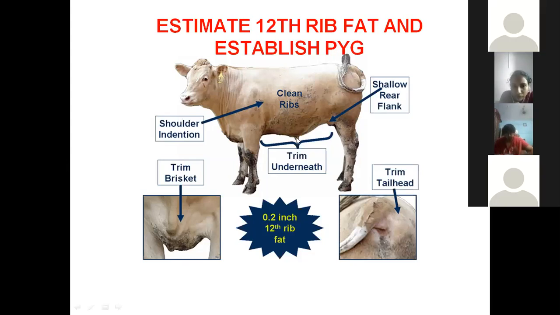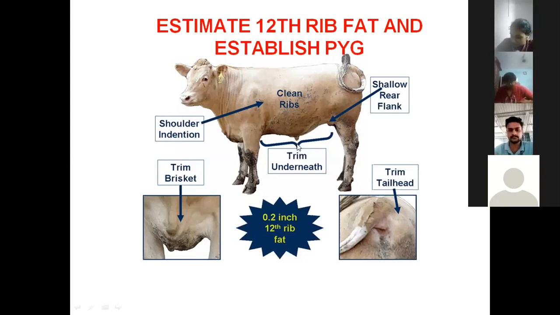The trim underneath should not be flabby. If it is flabby, it indicates it has more fat. Then you can see the shallow rear flanks, shallow rear flanks you can see.